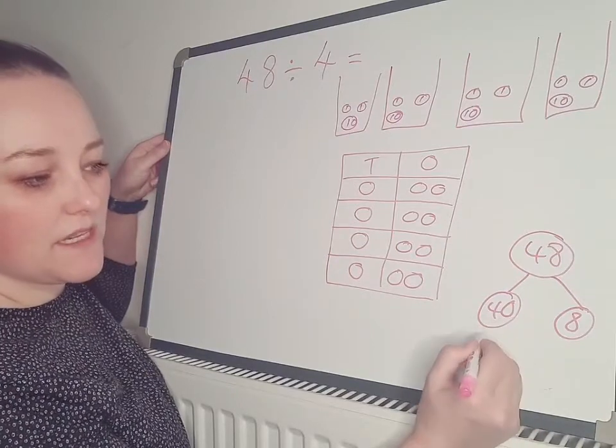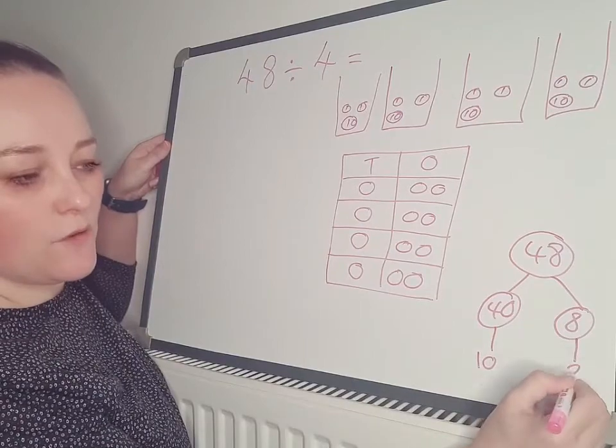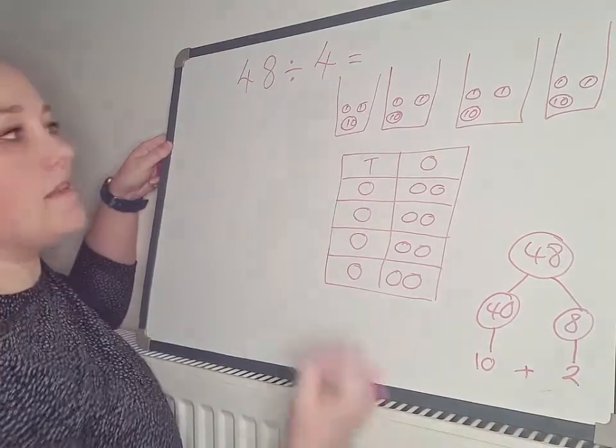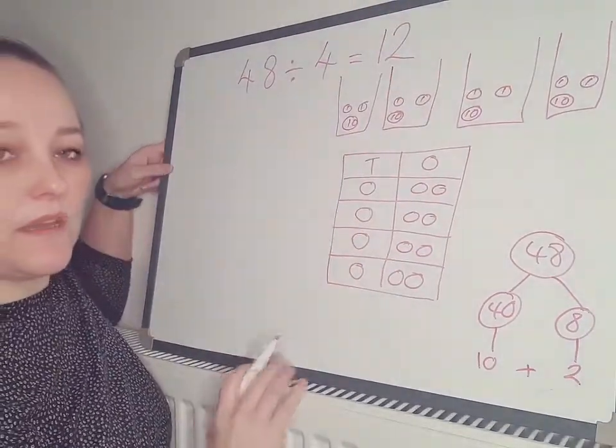So 40 divided by 4 is 10. 8 divided by 4 is 2. And then we add those together. So our answer is 12. Okay.